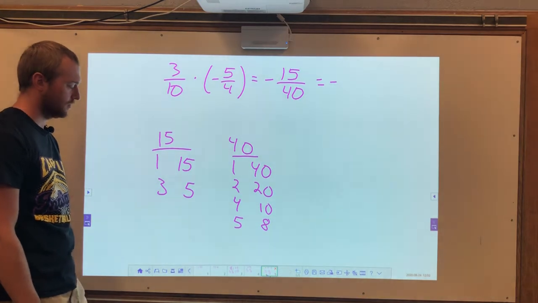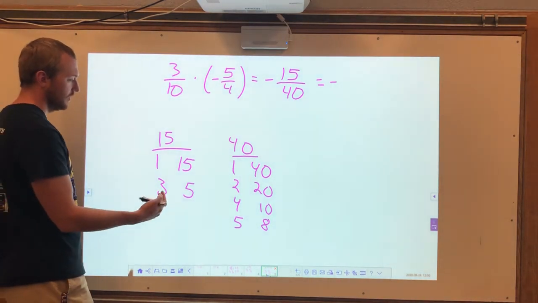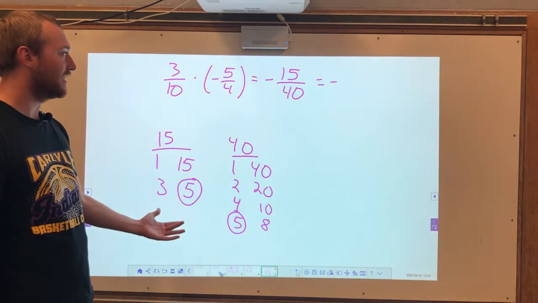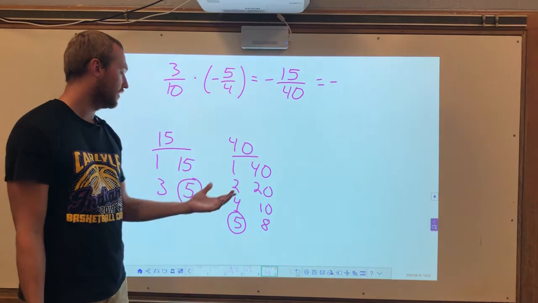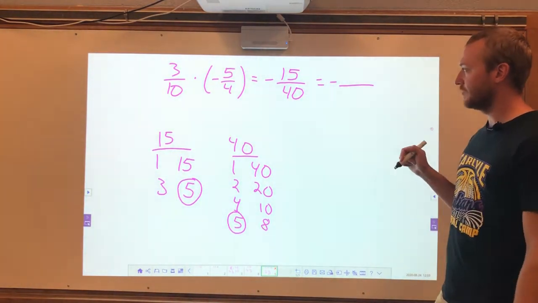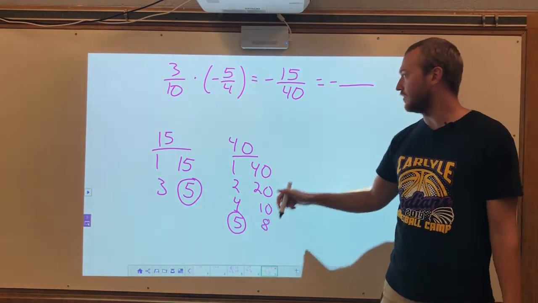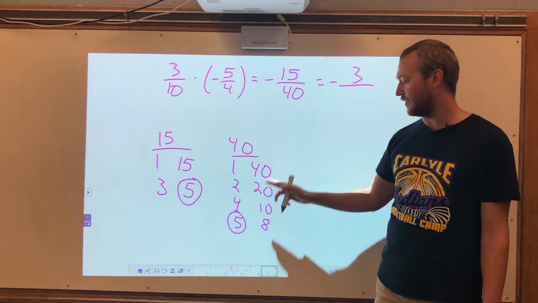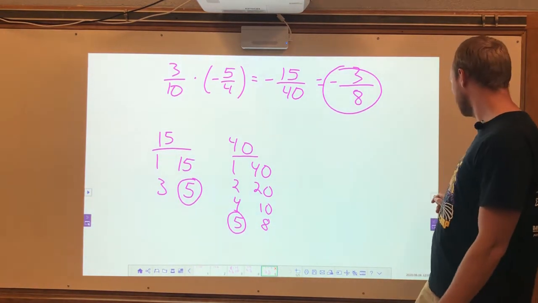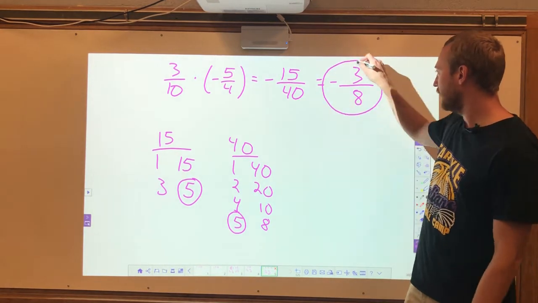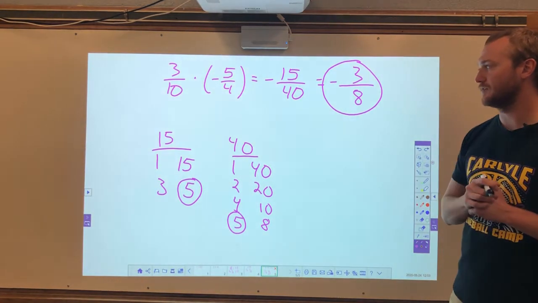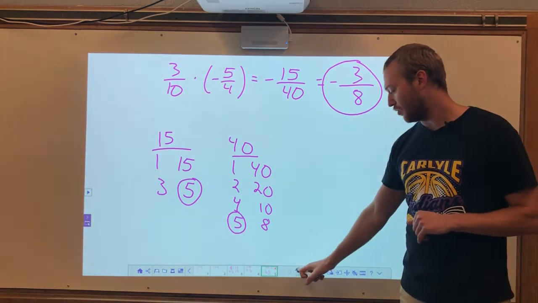Well, notice what they have in common. We have a 5 and a 5. That's the greatest common factor. So that means I'm going to divide both the 15 and the 40 by 5. Again, I have my negative already there. The fraction bar. 15 divided by 5 is 3. 40 divided by 5 is 8. Let me circle that. Our final simplified fraction, our answer, is negative 3/8.